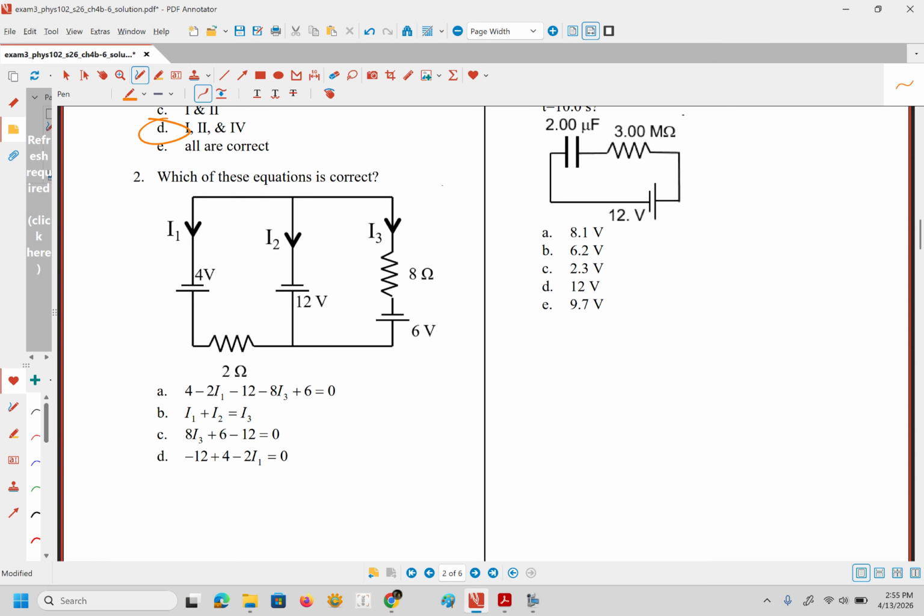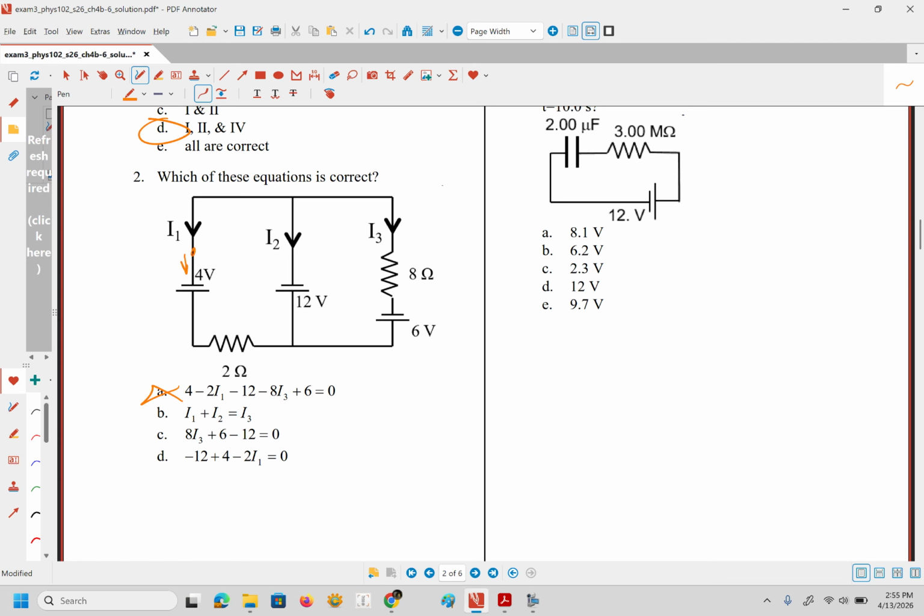Which of these equations is correct? Let's just start. So here I have 4 minus 2i1. That's starting here and going in that direction. 4 minus 2i1. So far, that's correct. And then minus 12, that's correct. Oh, but then I start going off the rails here. Minus 8i3 plus 6. Like, that's all wrong. The loop isn't closed in that case, so that's not right.